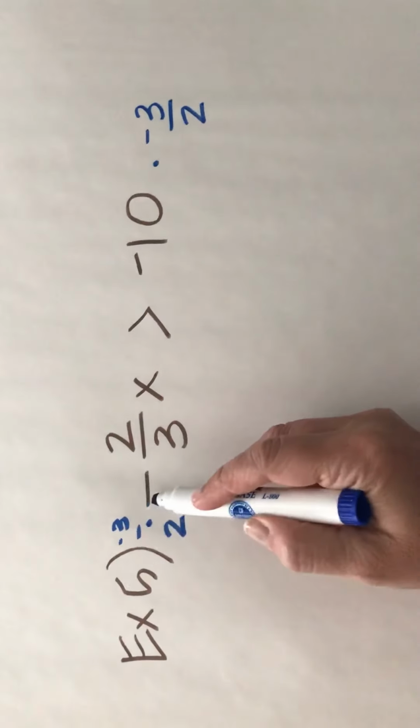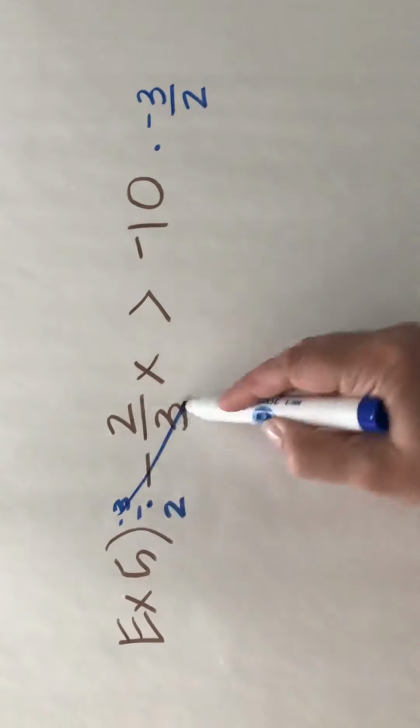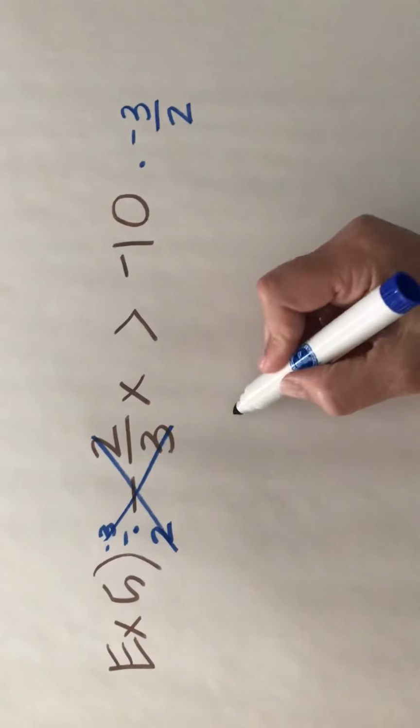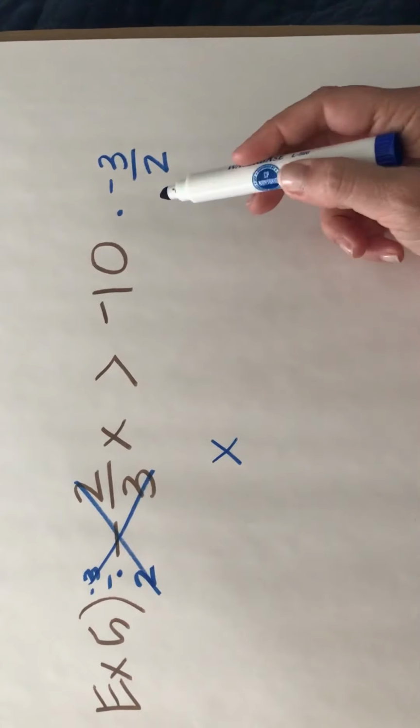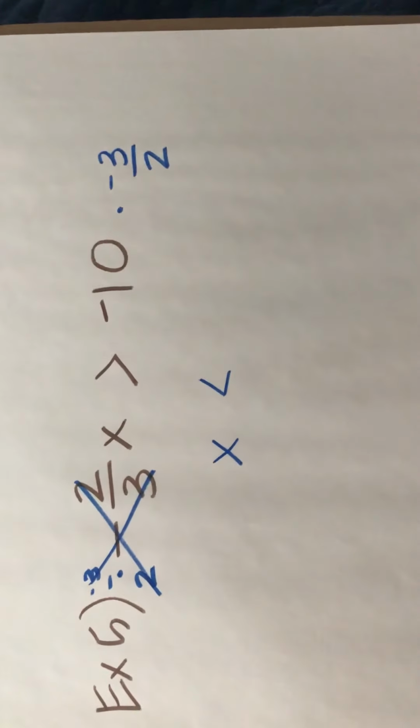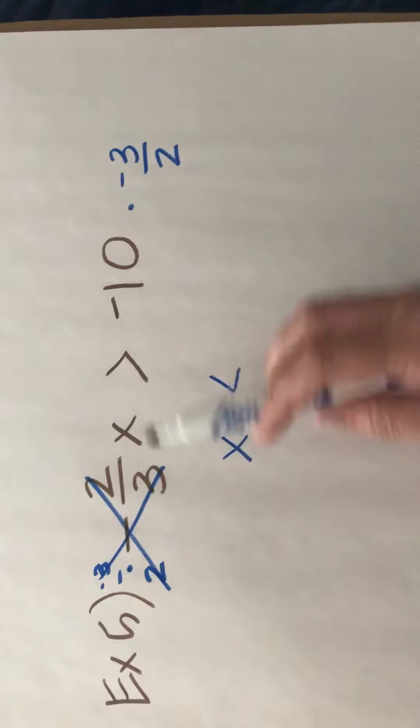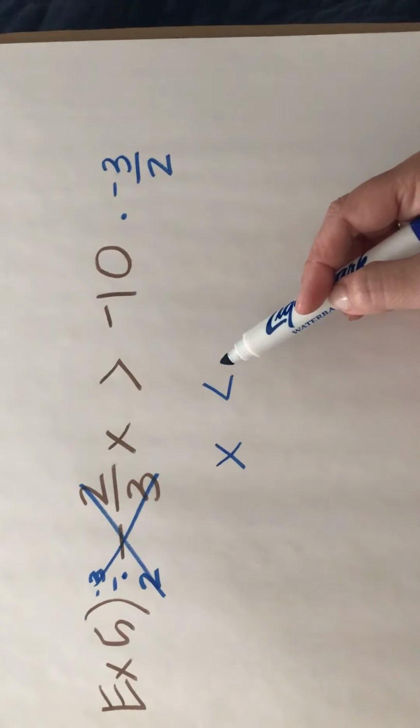So over here, negative times a negative is a positive, and then the 3's cross cancel, 2's cross cancel, you've got x isolated. Because we multiplied both sides by a negative, this will be another one where you've got to flip the sign. Again, because we multiplied both sides by a negative, you've got to flip the sign.